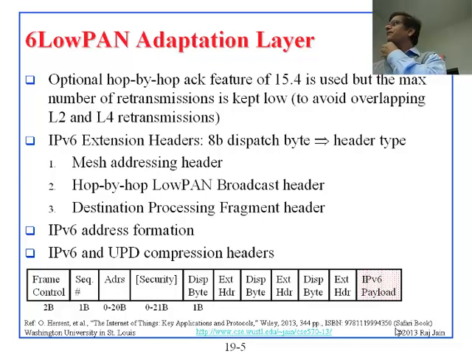So this is how the 15.4 payload will look after the header has been compressed. You take the header, compress it, and you put a dispatch byte in front of it, which tells you what this header is about. So the adaptation layer, what is its number? It's 2.5. IPv6 is number 3. 15.4 is 2.